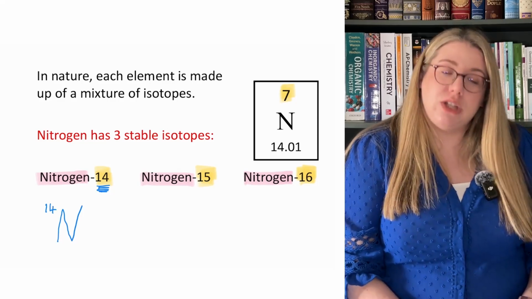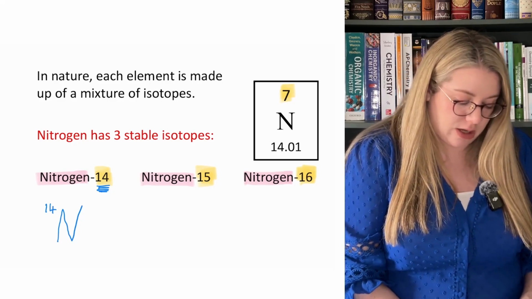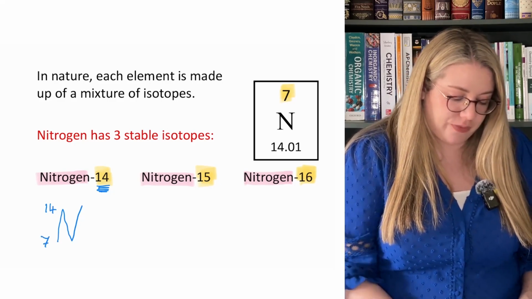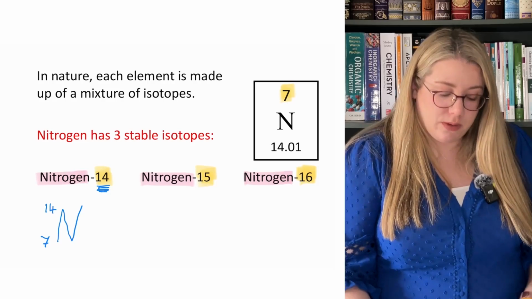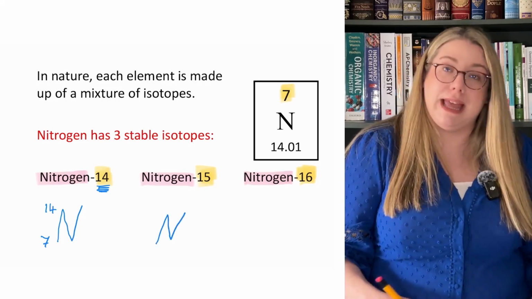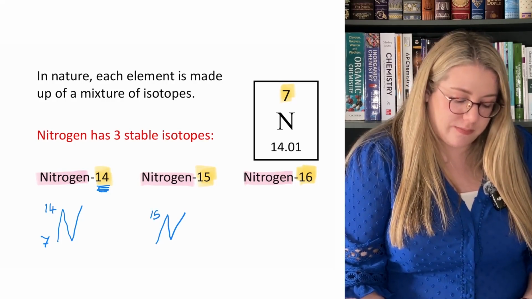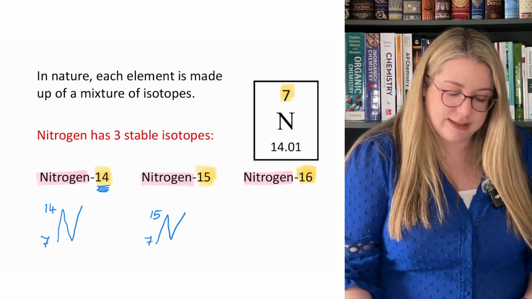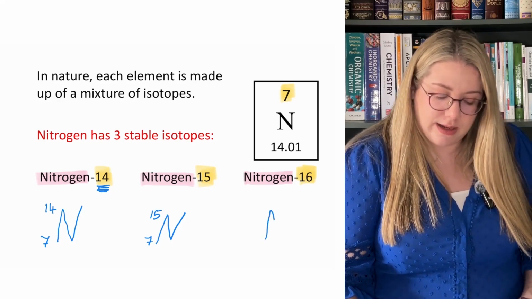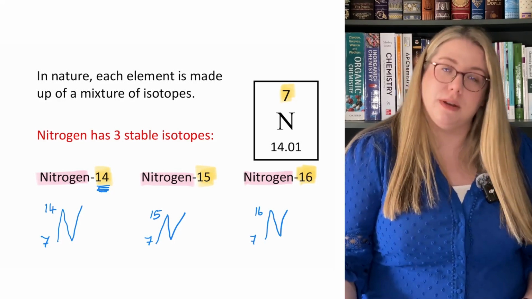Then when you're writing the atomic number, it goes on the bottom left. So nitrogen has an atomic number of 7. The next isotope that we're going to be dealing with is nitrogen 15. So again, it has to have the symbol N because it's still nitrogen, but now the mass number is 15, but the atomic number is still 7. Then on the other side, we have nitrogen 16, and again, it still has the atomic number of 7.